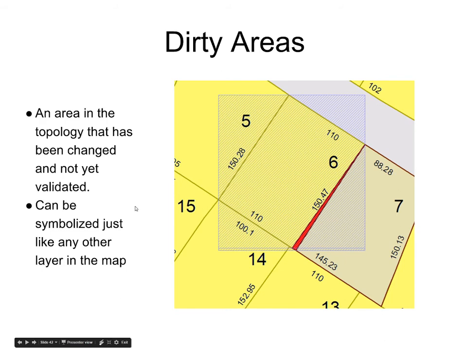This is an area in the topology that's been changed and not yet validated. So this polygon, there was a gap here, and they've created a new polygon based on that gap, and since it hasn't been validated, it's a dirty area. So when you make an edit, the areas edited are dirty areas and need to be validated again.